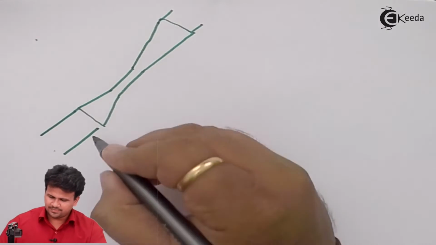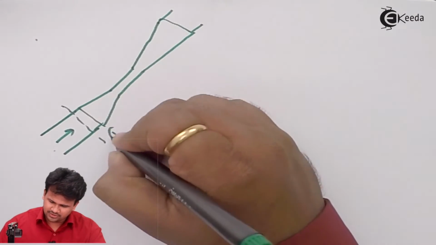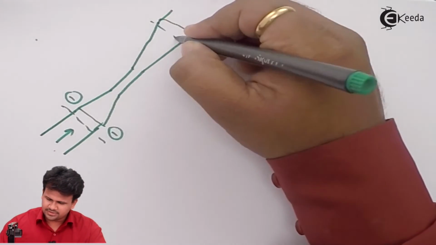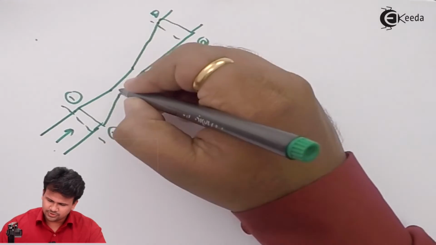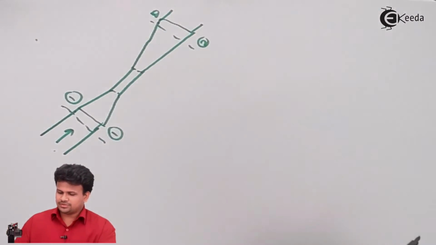Now this pipe is inclined. This is section 1 and this is section 2. The throat starts here and ends over here. This is the diverging cone, section 2.